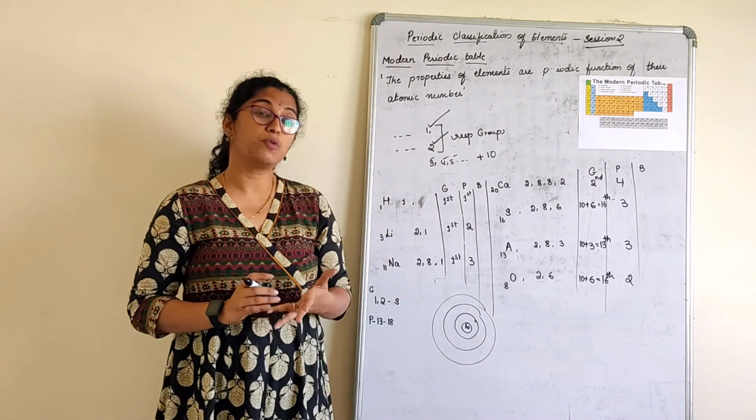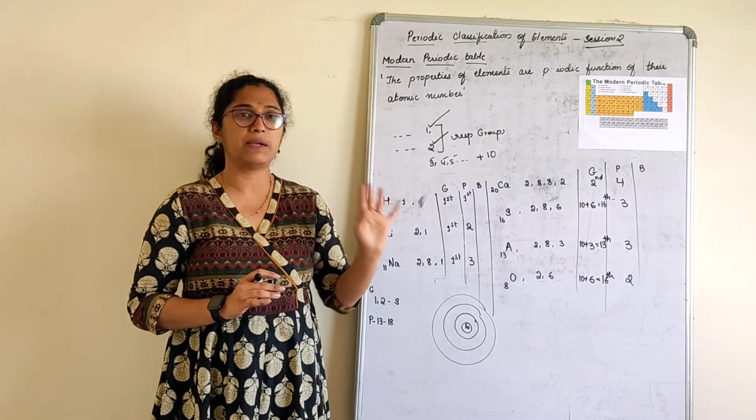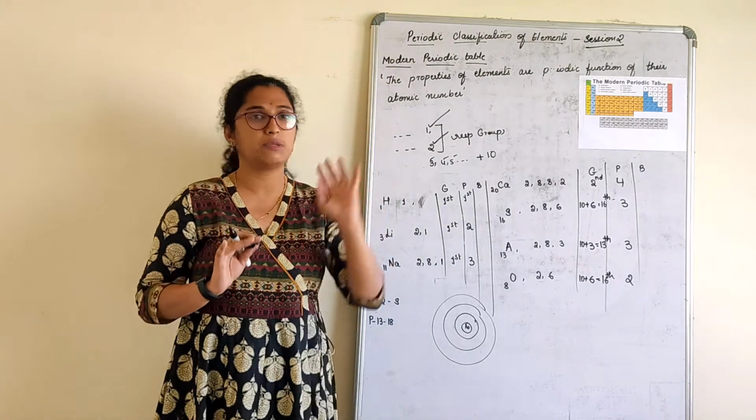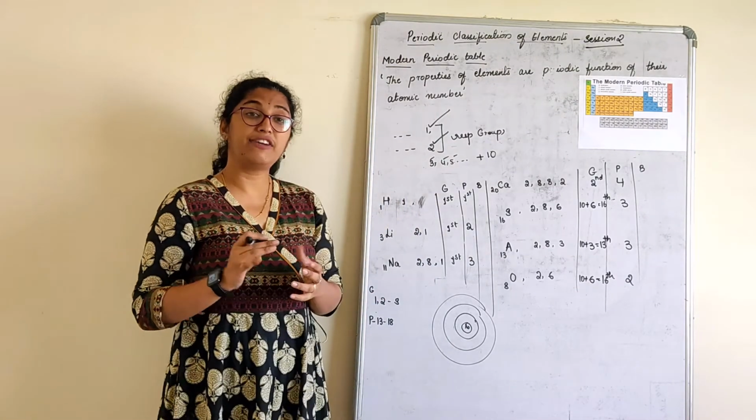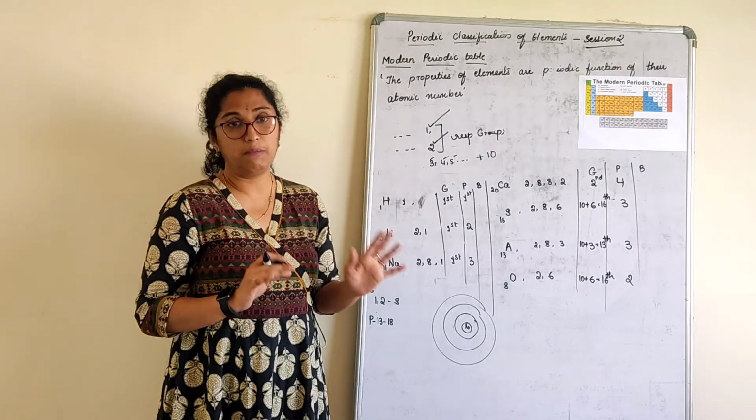So, for the number of groups, what do we do? Last shell, how many electrons are there? For 1 and 2, the respective group is 1 and 2. Beyond 2, you add 10 to it to get the respective group. How do we identify the periods? Count the number of shells, and those many number of periods it will belong to.